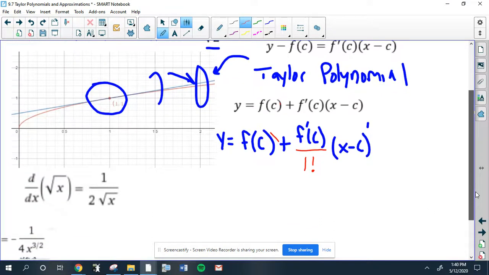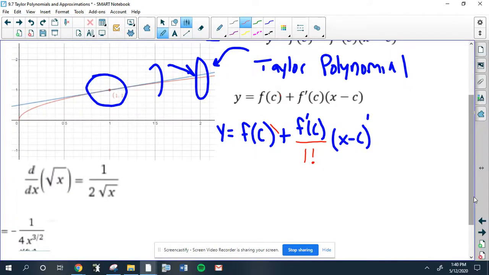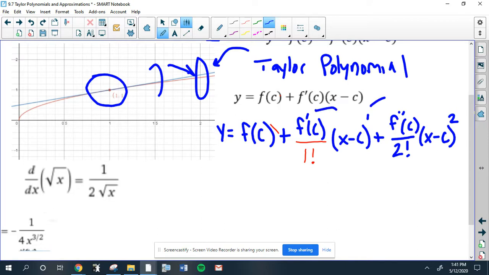So if I want to add a term to this polynomial, I'm going to do this. Plus f double prime, so I just added a derivative, over 2 factorial, x minus c squared. So all these are common. First derivative right here, first degree, 1 factorial. Second derivative, second degree, 2 factorial.